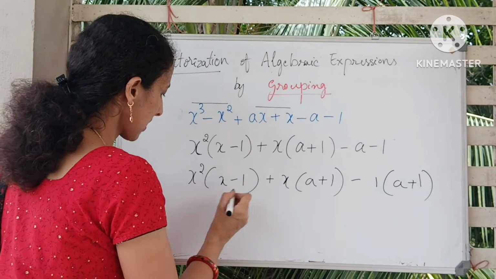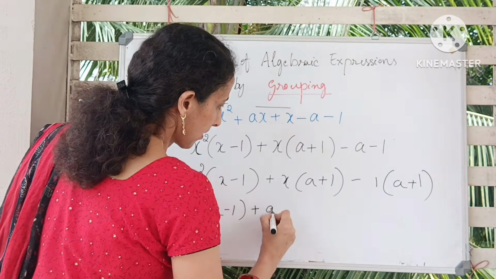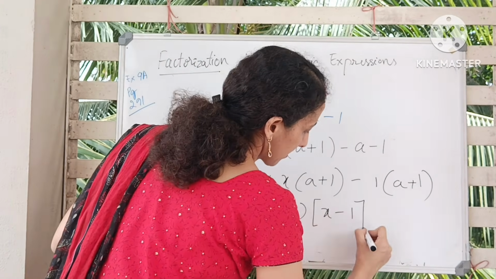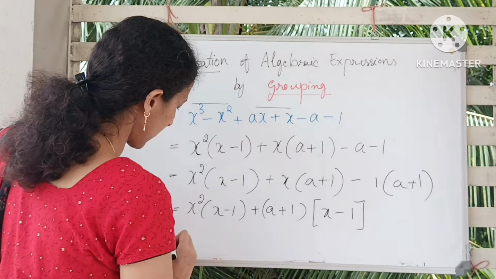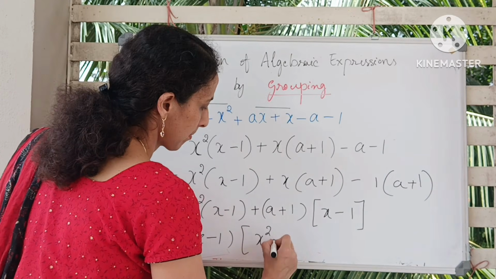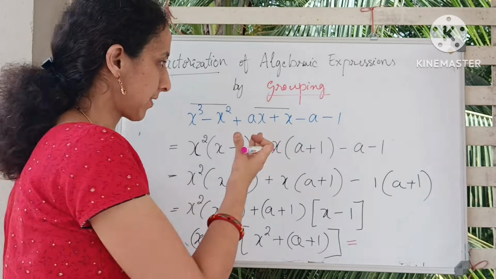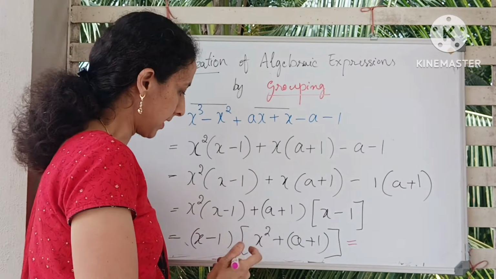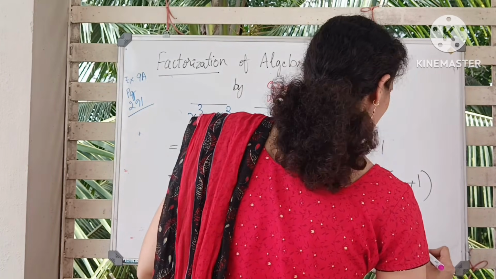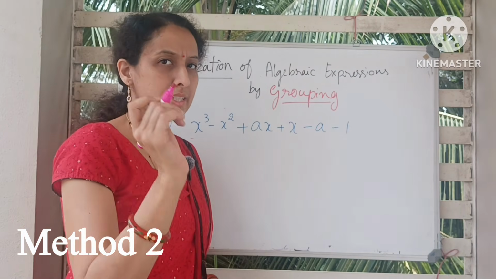So what I can do is x square into x minus 1 plus a plus 1 into this one as x minus 1. Now I have x minus 1 common here. I can write x minus 1 into x square plus a plus 1. Now we have the factors of this algebraic expression as x minus 1 into x square plus a plus 1. Let's rewrite the whole thing.